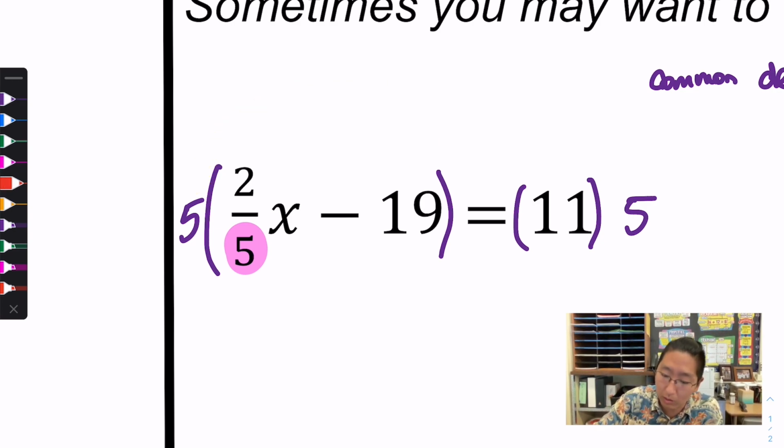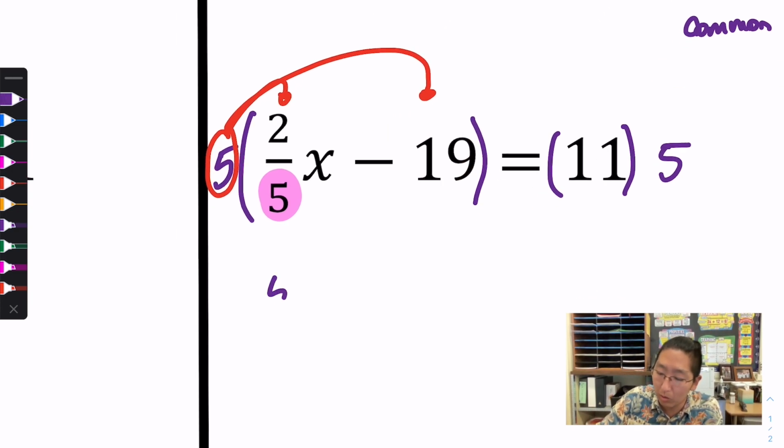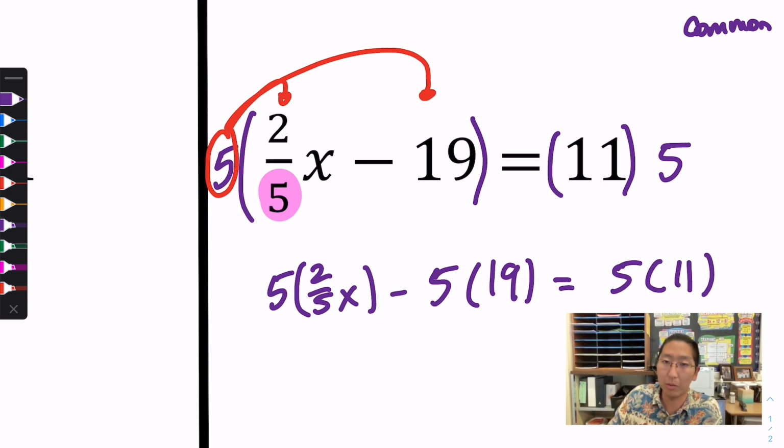So here, this is the whole concept of distributing. And so I'm going to multiply by each group. This is saying 5 groups of 2/5 x and 5 groups of -19. So if I go ahead and do that, 5 groups of 2/5 x minus 5 groups of -19, or minus 5 groups of 19, equals 5 groups of 11, or 5 times 11. So we're going to go ahead and distribute that over there too.